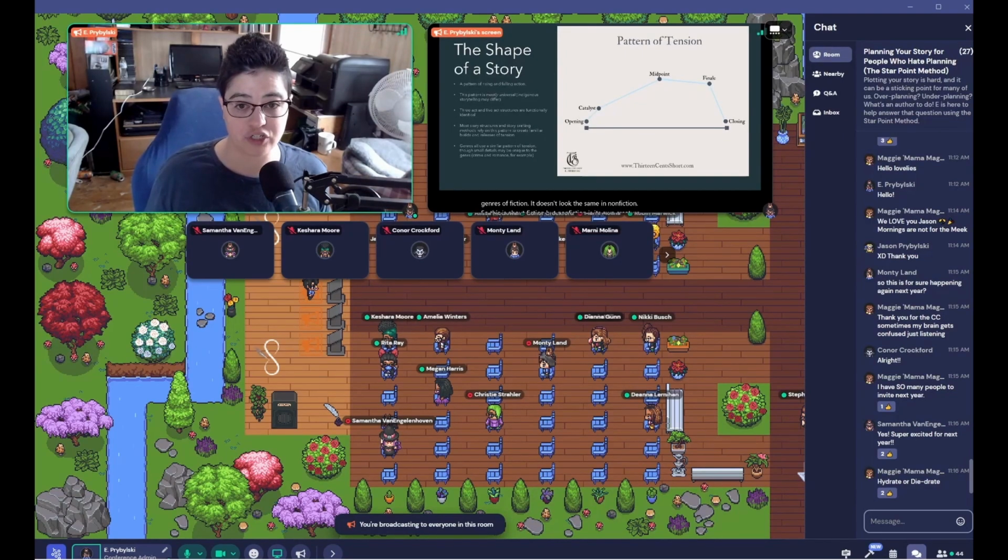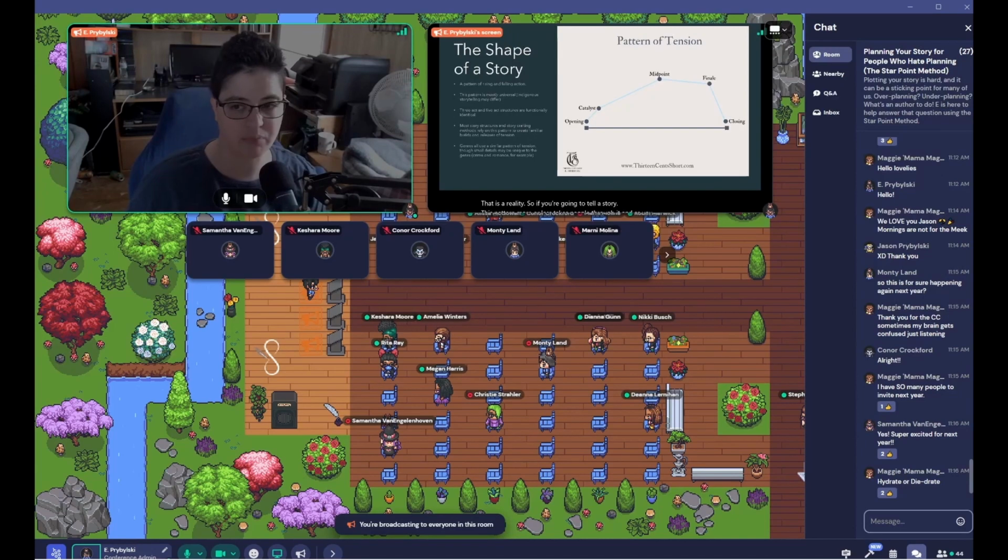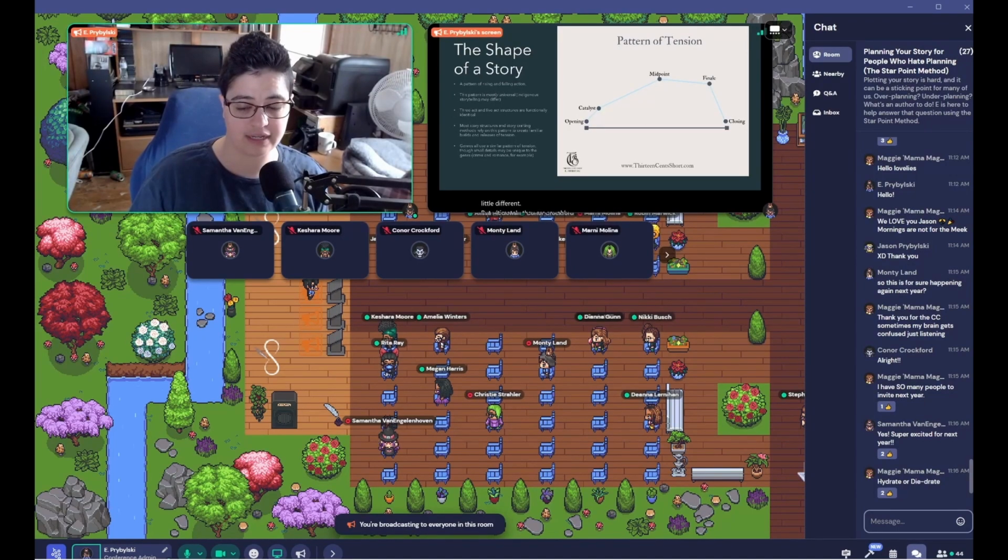However, creative nonfiction will follow this shape of story pretty much. That is a reality. So if you're going to tell a story, this pattern more or less takes people through it. And as you can see here, there are 5 points I have plotted along it. Now, various different genre story structures will have more or fewer or different points plotted on this, and the shape will look a little different, but ultimately they are roughly the same when you examine them closely.